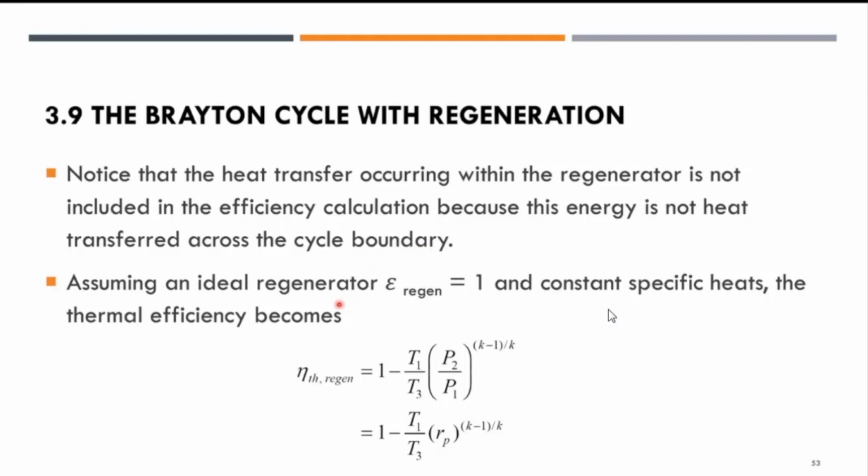Assuming an ideal regenerator where the effectiveness of the regenerator is equal to 1, we assume it is perfect. Okay, with an ideal regenerator and constant specific heat, the thermal efficiency can be written as follows. The pressure ratio as well, in terms of the temperature between 1 and 3.